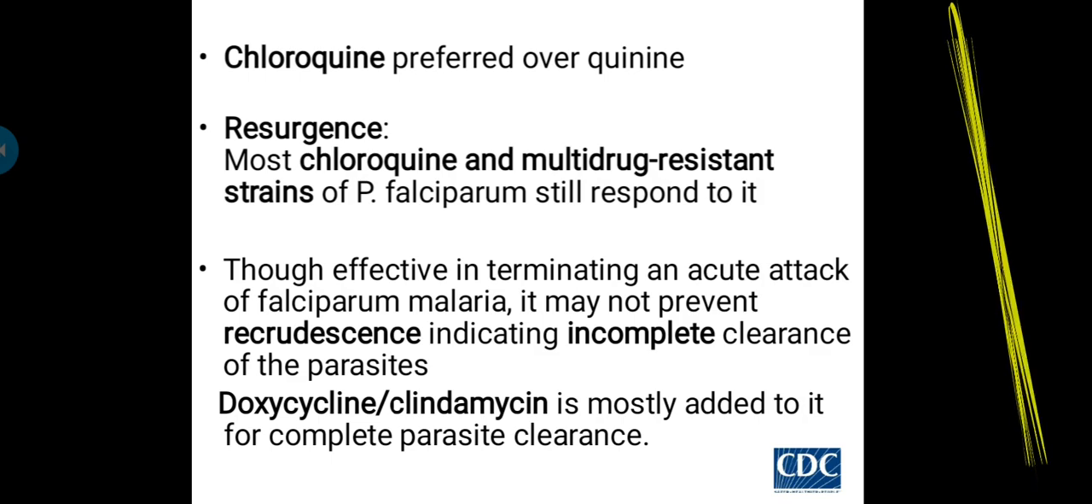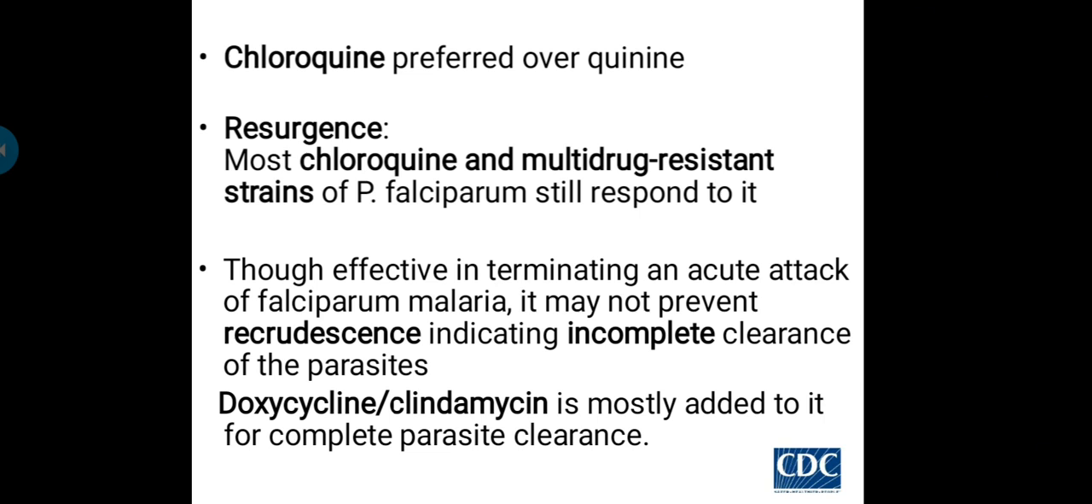Quinine is actually combined with either doxycycline, tetracycline, or clindamycin to achieve the complete cure. So doxycycline or clindamycin is mostly added to it for complete parasite clearance. Otherwise, there is recrudescence. So it may not prevent recrudescence, indicating incomplete clearance of the parasite. So the quinine dose is 600 mg thrice daily for 7 days.